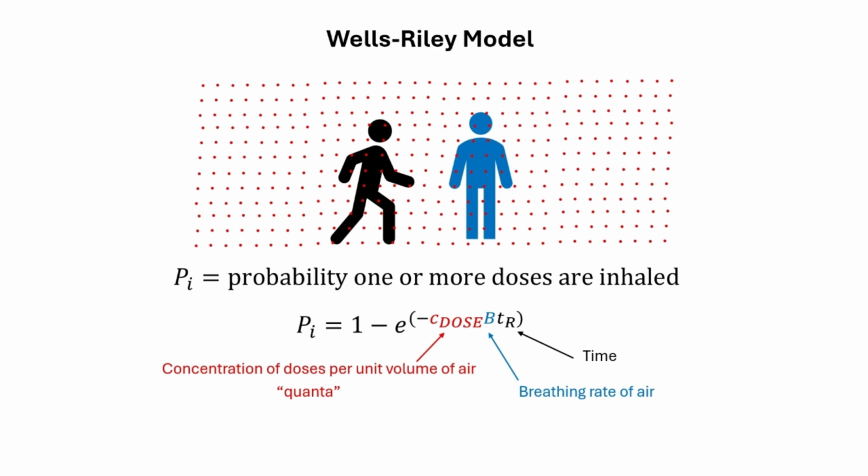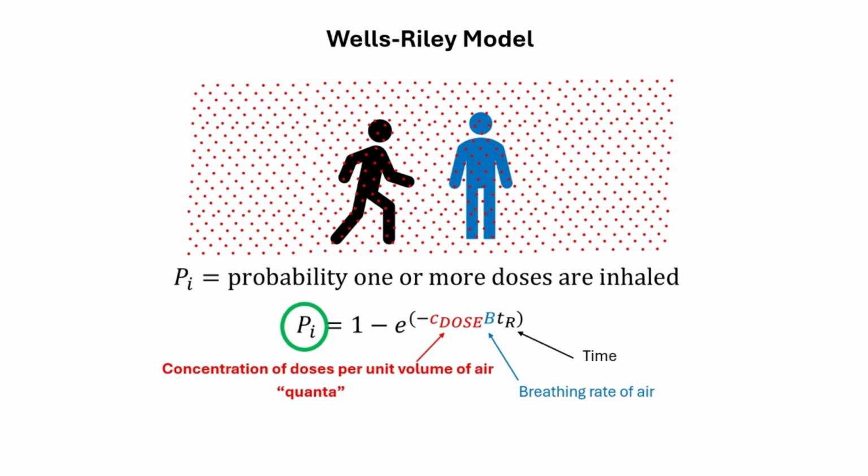And so with these simple inputs, the model estimates the probability of one or more infectious doses being inhaled, so this PI value. Now, intrinsically, this all makes sense. The more infectious species that's in the air, or the more air that you breathe over time, is going to increase the risk of transmission.